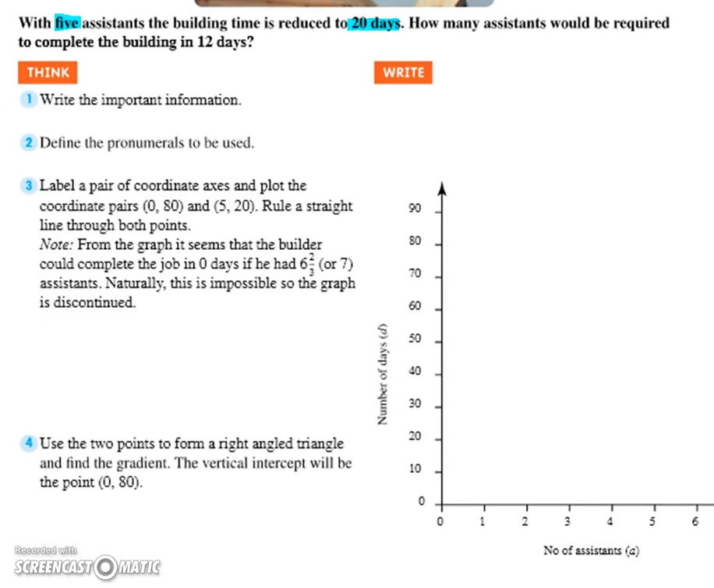So what we've got to do is write the important information. Can anyone tell me what the first bit of important information is? Wakey, wakey. First bit of important information. 80 days, yeah. Okay, so assistants equals 1. Days equals 80. Is that fair?